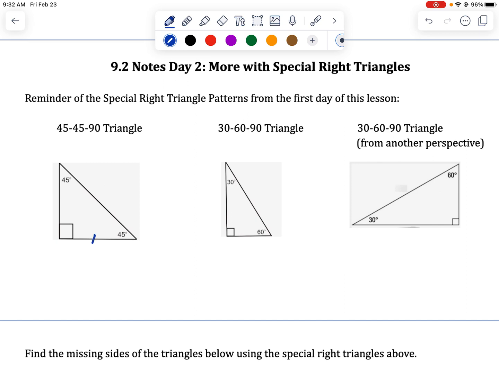Remember, these two sides are always the same. I used A to represent those two sides in our general case, and our hypotenuse was A root 2.